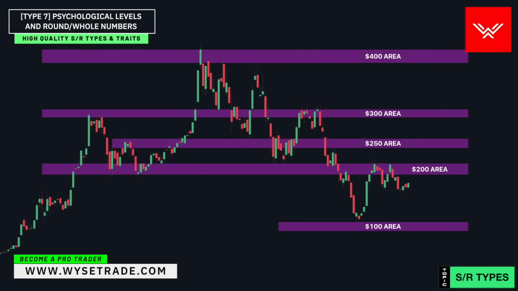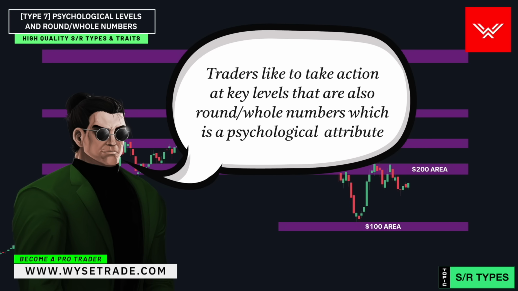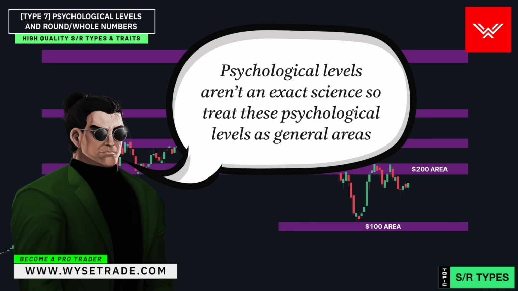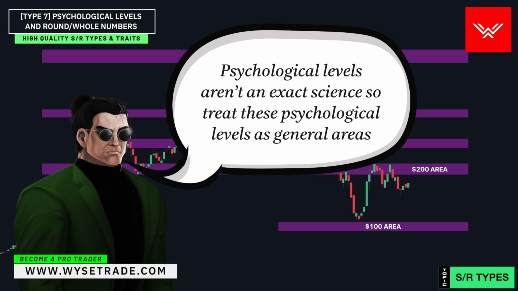Type 7. Psychological levels and round whole numbers. Traders like to take action at key levels that are also round and whole numbers, which is a psychological attribute. Psychological levels aren't an exact science, so treat these psychological levels as general areas.